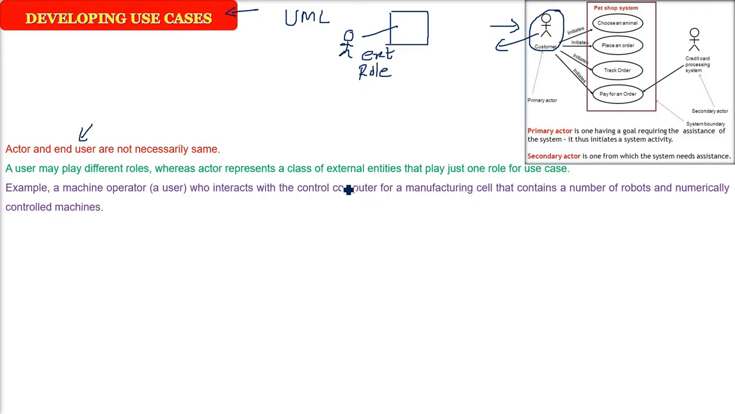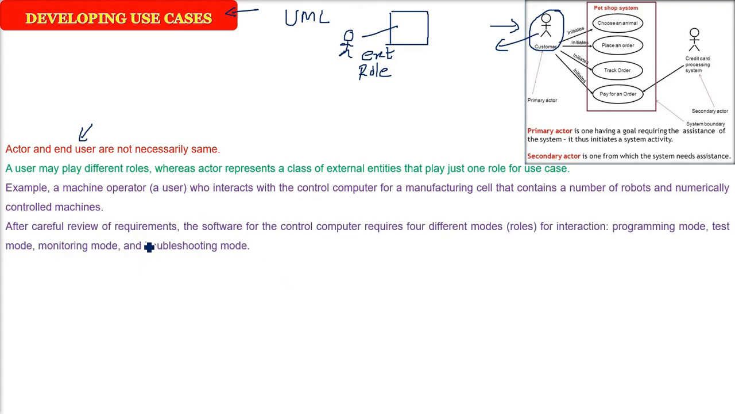Let us take an example. There is a machine operator, which will be the end user, and who is interacting with, say, the control computer for a manufacturing cell that has a number of robots and numerically controlled machines. To keep this example easy, a machine operator will interact with a software. The software will do certain things. So when we carefully review the requirement, what do we see? That the software should have different modes, roles for interaction. That is, we need four different actors. One role, one actor.